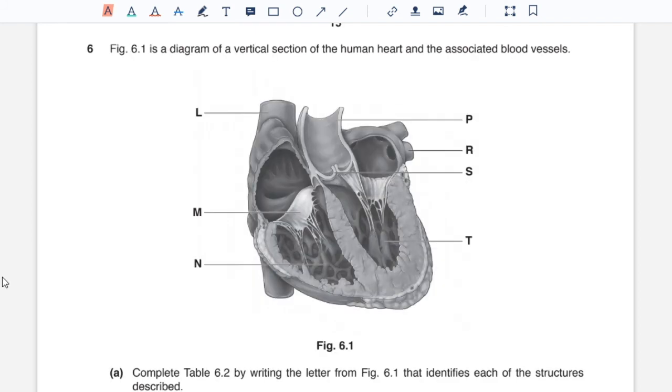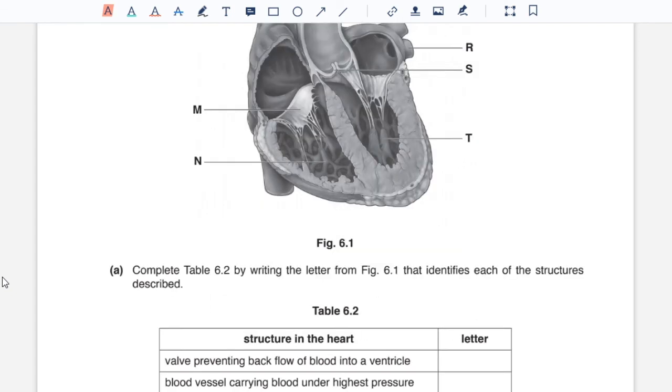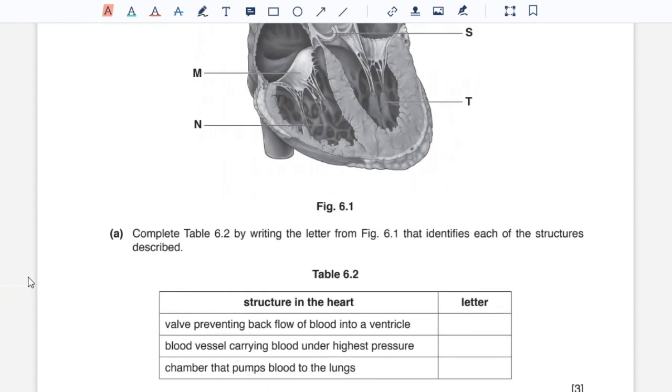6. Figure 6.1 is a diagram of a vertical section of the human heart and the associated blood vessels. A. Complete table 6.2 by writing the letter from figure 6.1 that identifies each of the structures described. So the valve preventing backflow of blood into a ventricle.